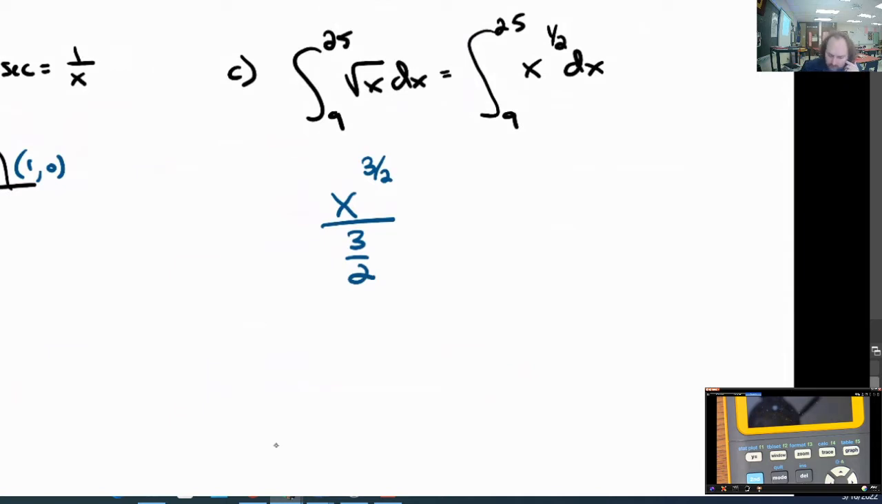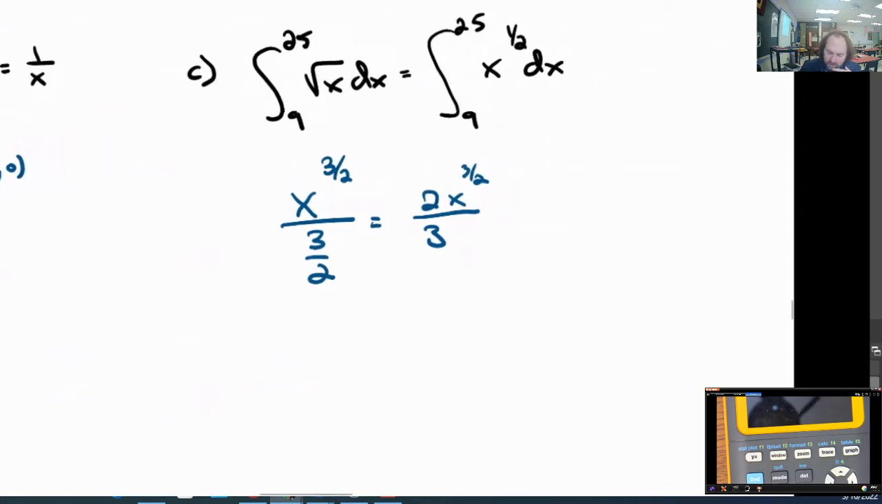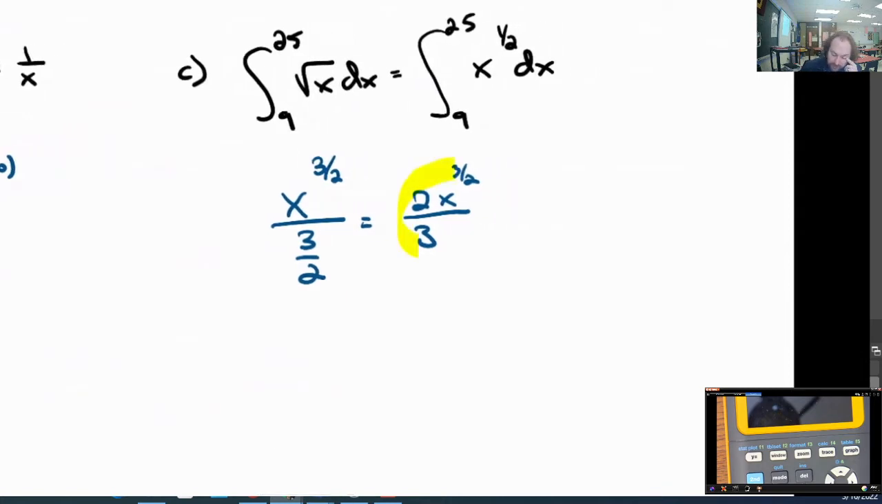Now, I normally don't write this, though. I'll write 2/3 times x to the 3/2 power, like that, because dividing by 3 over 2 is the same as multiplying by 2/3. Believe me that the sooner you can start doing these things in your head, the better off you'll be. But we're just going to plug in 25 and plug in 9 to this.